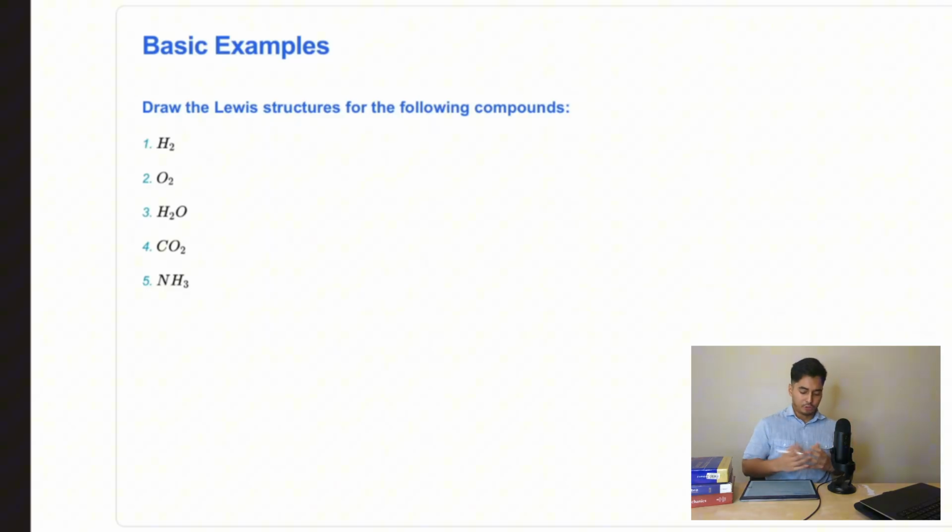Now that we reviewed the valence electrons and the step-by-step process, we're going to go ahead and draw the Lewis structures for the following compounds. We're going to start slow with our H2 molecule. I'm going to bring up our periodic table just in case, but before looking, see if you can remember where H lives on the periodic table and how many valence electrons it has.